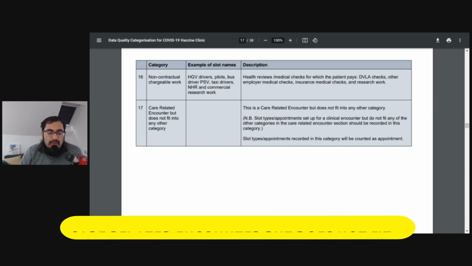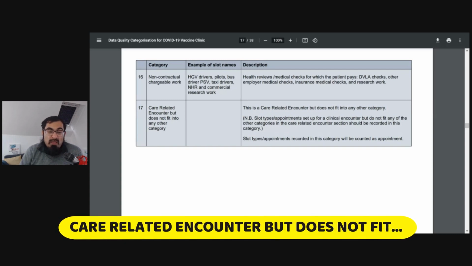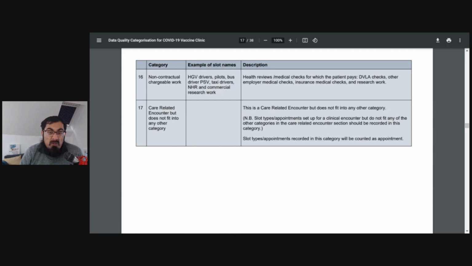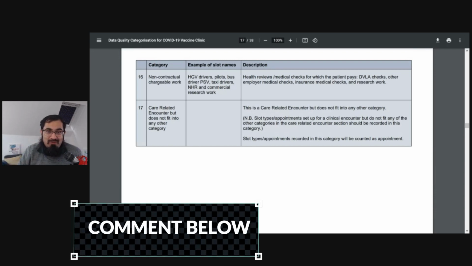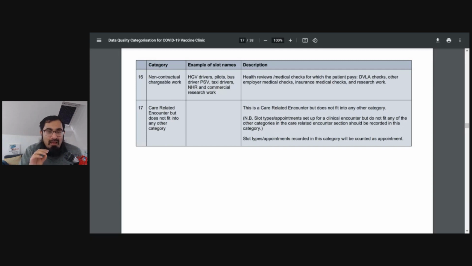And then next up, we've got this care-related encounter, but it doesn't fit into any category. So if you do happen to find something that doesn't work into any of these potential 17 categories for your care-related stuff, you stick it in here. I'll be honest, I can't really think of much that would fit in here. If you have done so, stick it in the comments and let me know. I'd really like to know if someone's come up with something that doesn't fit with these criteria. And we've got a system to help you understand that in a bit coming up.